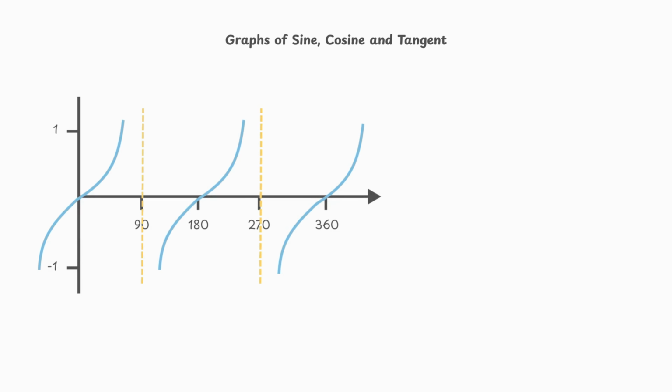Now let's look at the tangent graph. The equation of this graph is y equals tangent of x. Now immediately, you will notice that this graph looks very different from the sine and cosine graphs. Instead of one smooth, continuous wave, the tangent graph is made up of separate sections. These sections repeat, but they are not connected to each other.